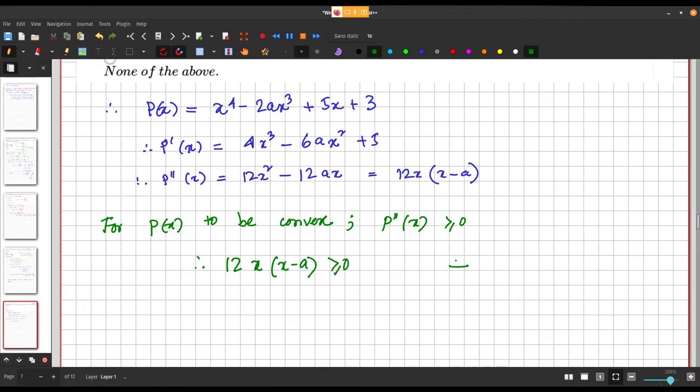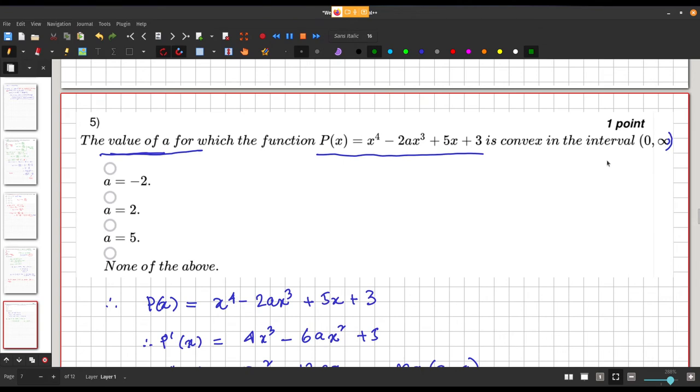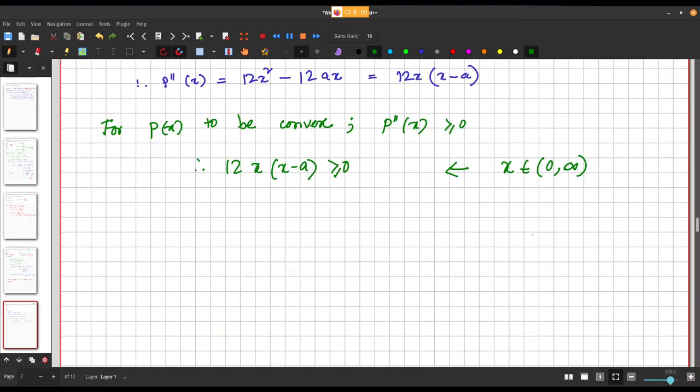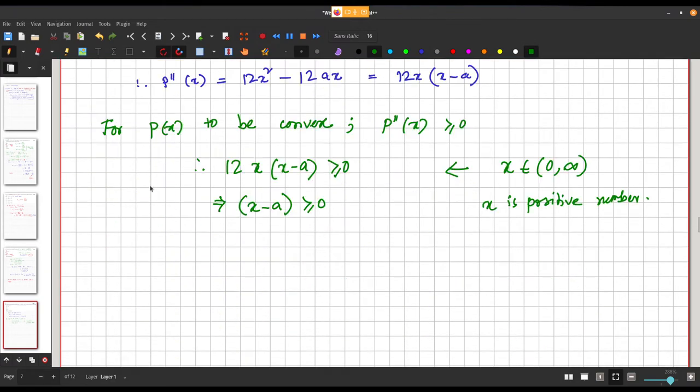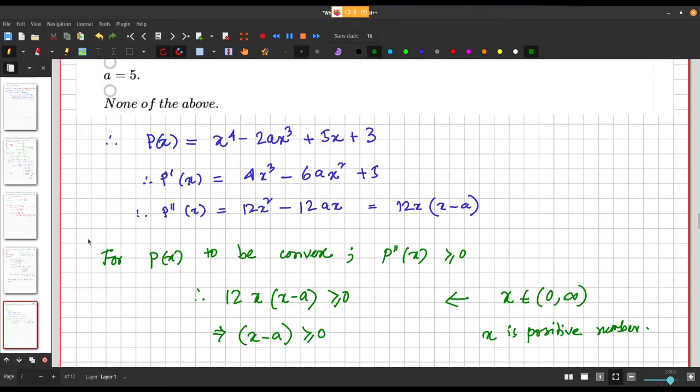Now we are interested in the interval x belonging to 0 to infinity given here. So x is always a positive number, similarly 12 is also a positive number, so we can boil down this criteria to x minus a being greater than or equal to 0. Now we can put different values of a given in the options to check whether this condition is always true.